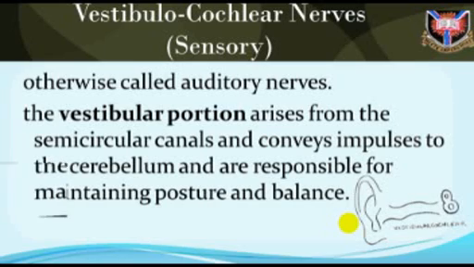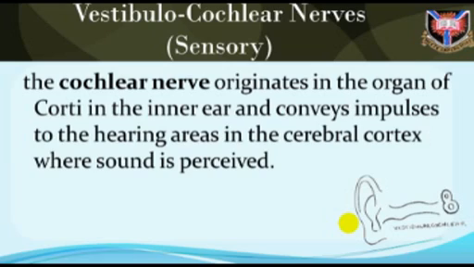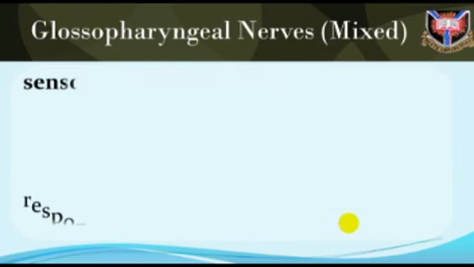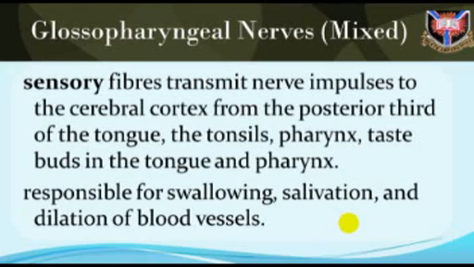Glossopharyngeal nerves. These are mixed nerves arising from the medulla oblongata. The motor fibers control the muscles of the tongue, pharynx, and secretory cells of the salivary gland, that is, parotid. The sensory fibers transmit nerve impulses to the cerebral cortex from the posterior third of the tongue, the tonsils, pharynx, and taste buds in the tongue and pharynx. They are responsible for swallowing, salivation, and dilation of blood vessels.